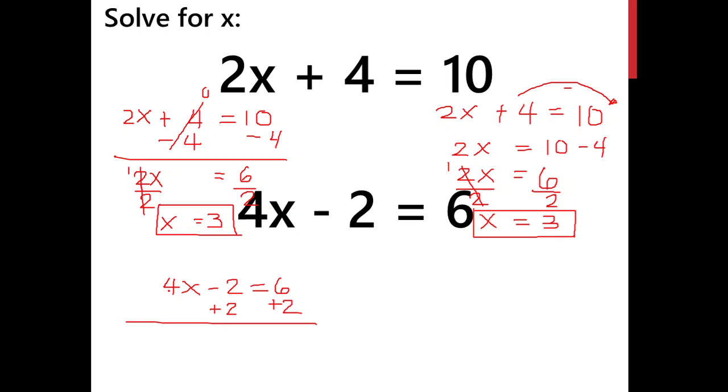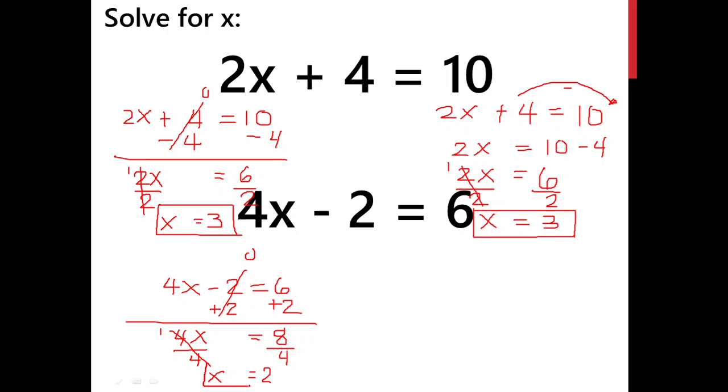Our variable x does not have any similar term on this side, so I'll just bring it down here. Negative 2 plus 2 is 0. I'll bring down the equal sign. 6 plus 2, that's 8. Now again, our variable x still has a numerical coefficient of 4, and to eliminate this one, simply divide it by its own numerical coefficient, which is 4. And what you do here should be done also on this side of the equation. 4 divided by 4 is 1, and 1 becomes an imaginary number, so what's left is x. 8 divided by 4 is 2.